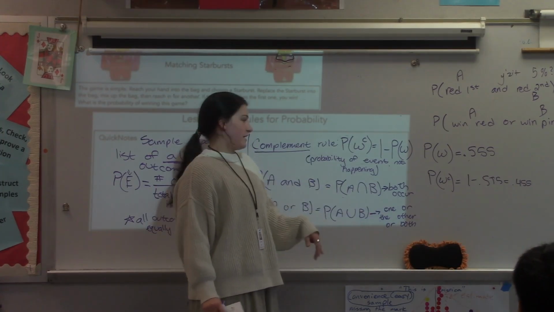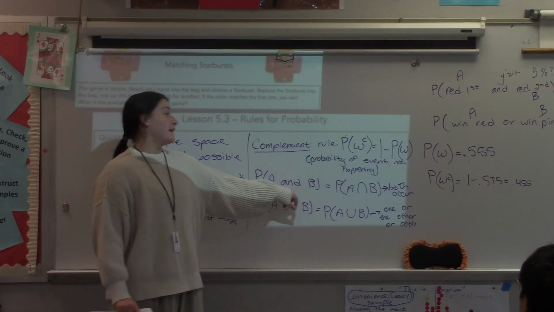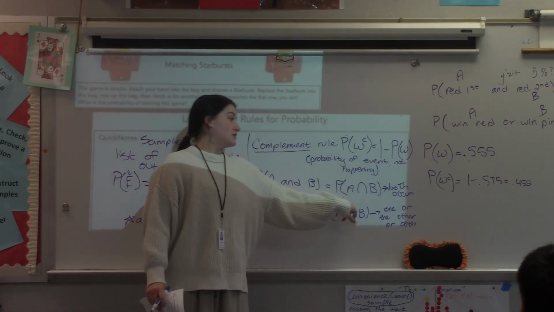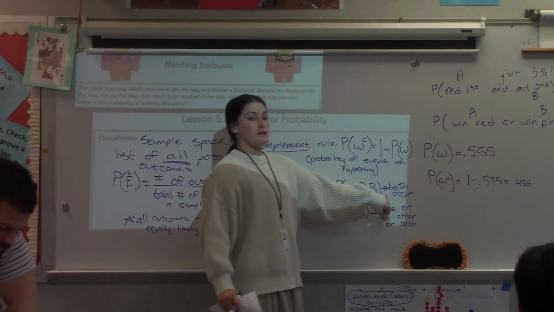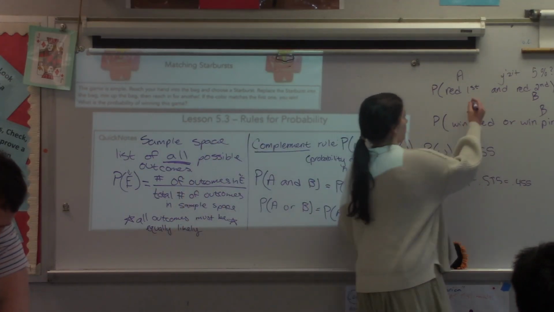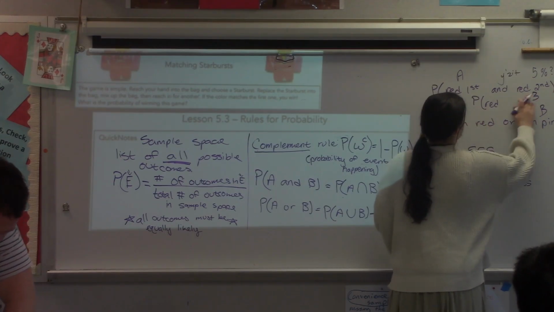Sorry. Basically, probability of A and B, which is probability of A intersection B, this little symbol, that means both of them occur. So that's what happened here. The probability of red first, I'm gonna erase these.